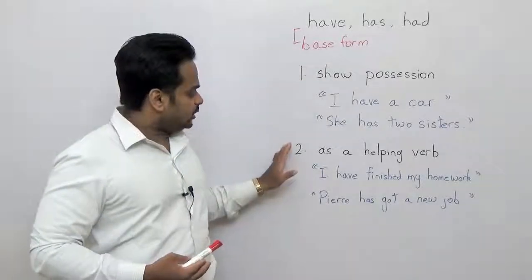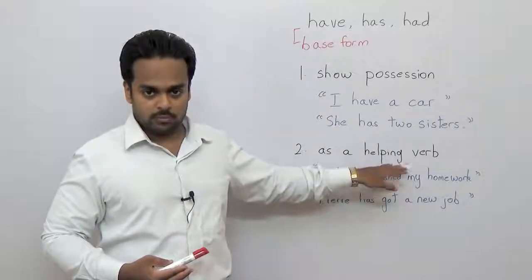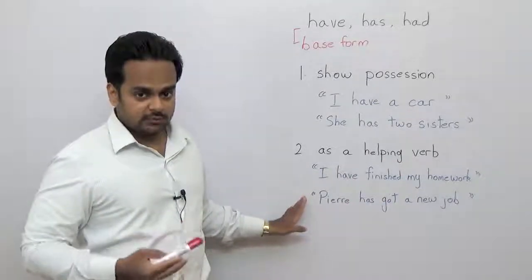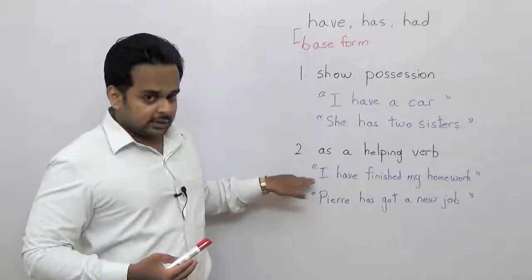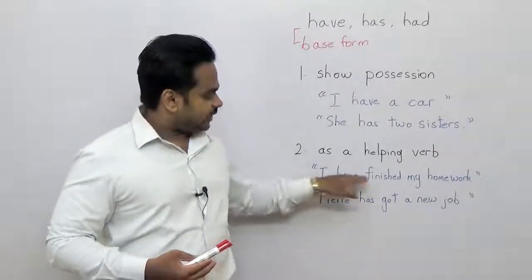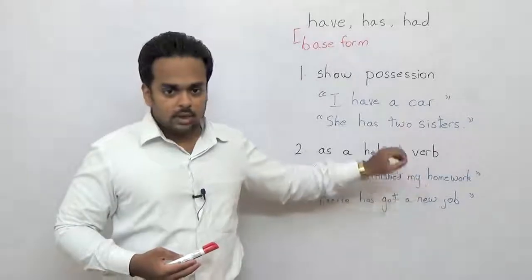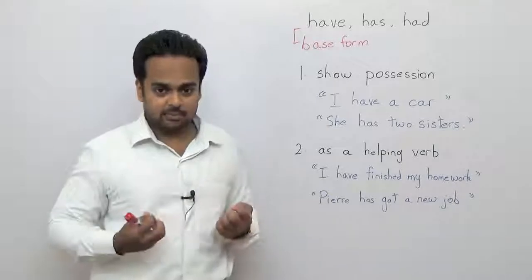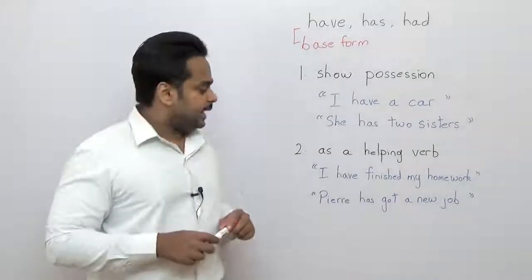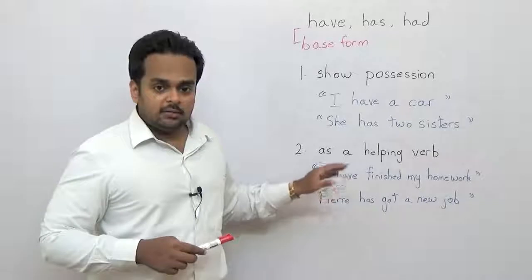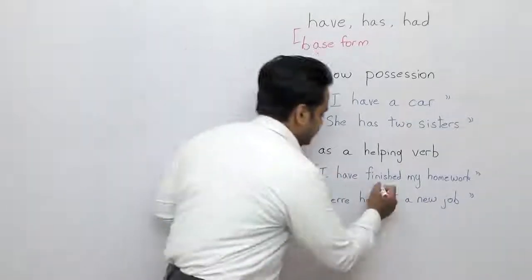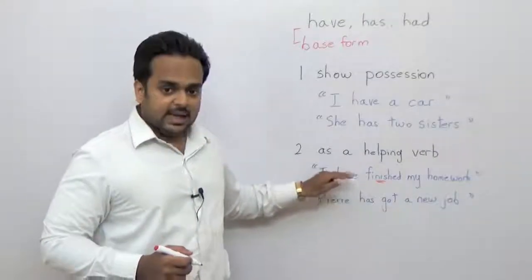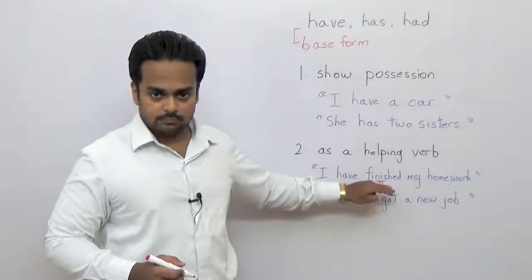Now have can also be used as a helping verb. Here I have two sentences in the present perfect tense. Now if you look at this sentence over here, I have finished my homework. In this sentence, have is not showing that someone has something. That's not the function. In this sentence, the main verb is finished. Here. That's the main verb. Have is helping this verb.